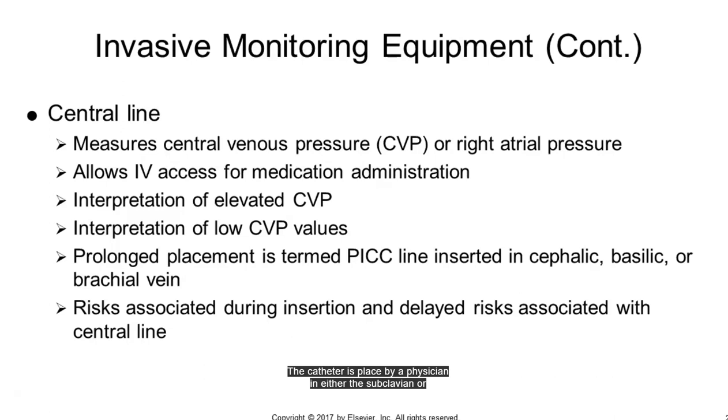The catheter is placed by a physician in either the subclavian or jugular vein, sometimes the femoral vein, and is advanced into the proximal superior vena cava. It can then be used not only for cardiac measurements, but also for administration of medications and fluids, blood sampling, or emergency placement of a pacemaker. If a CVP line is required for longer periods of time, a peripherally inserted central catheter or PICC line or a tunnel catheter will be used for intravenous access.